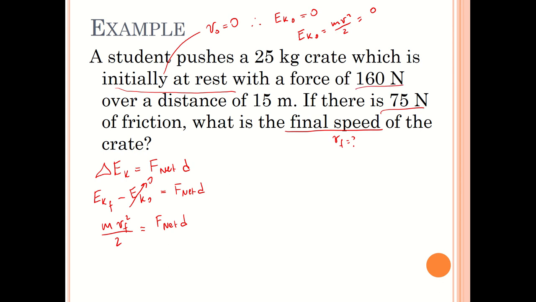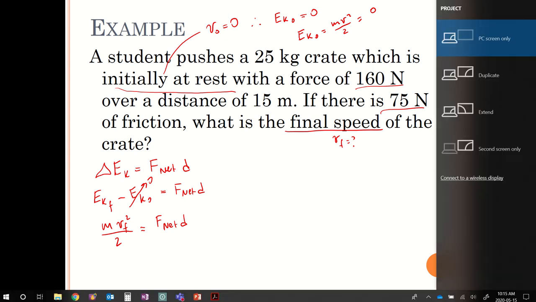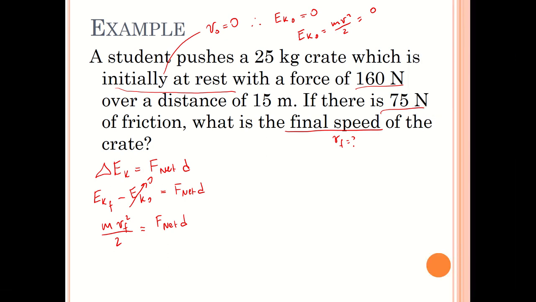So we're going to replace our values, solve for D first. So let me do it here. So let's solve this for the velocity, which means we had to multiply both sides by 2 and divide by m. So we're going to end up with V final squared equal to 2 times the F net times D.